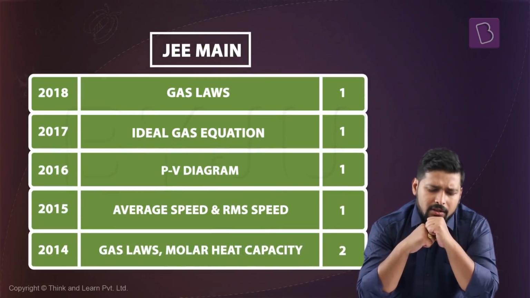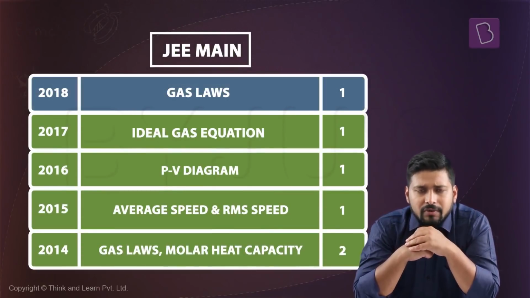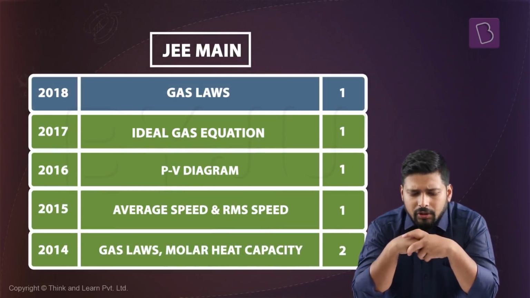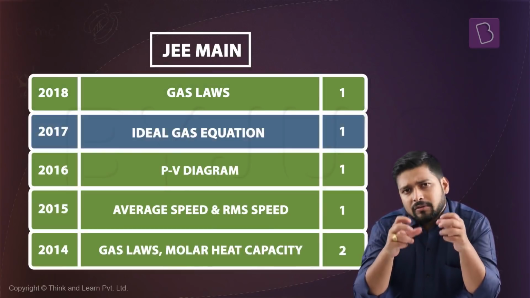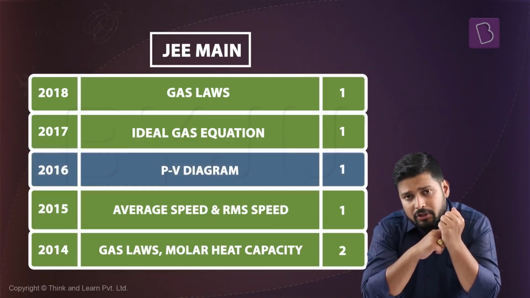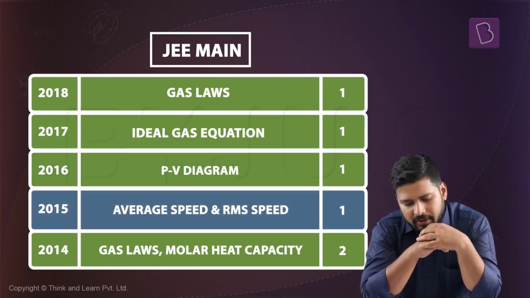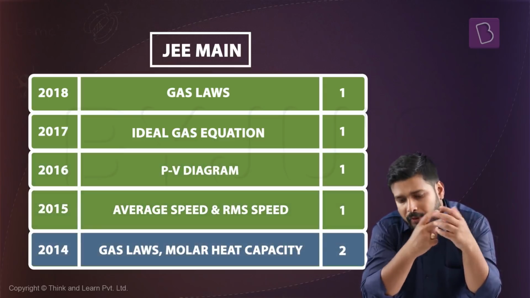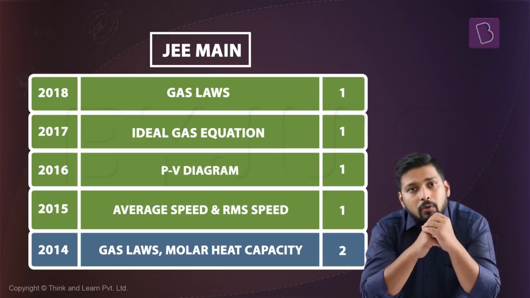Now talking about mains, 2018, one question was asked from gas laws. 2017, again one question was asked that was from ideal gas equation. 2016, if you see, there was one question from PV diagram. 2015, there was one question from average speed and root mean square speed. And 2014, there were two questions, from gas law and molar heat capacity. So overall, you can expect 1 to 2 questions in your mains exam, whereas one question is what you can expect in your JEE Advanced exam.